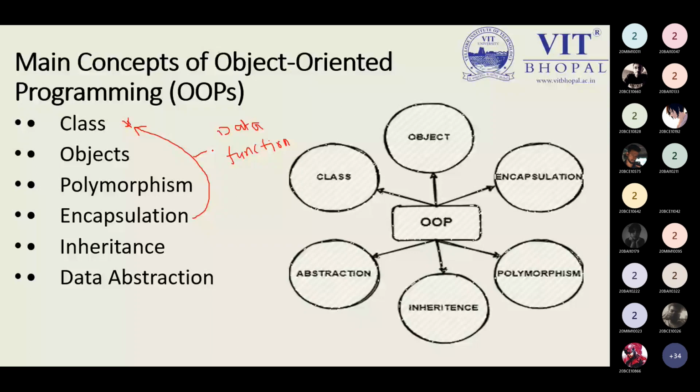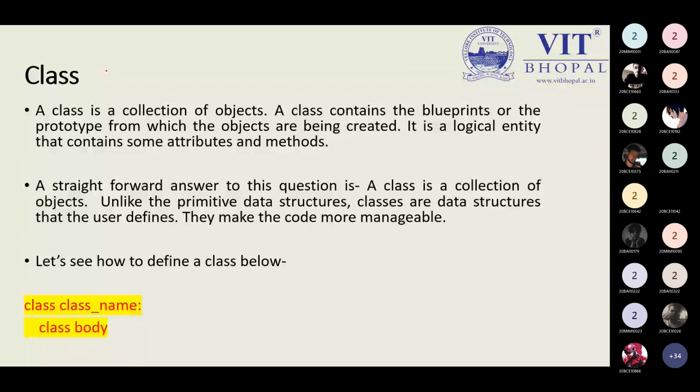Okay. So now let me start with the class. What actually is a class? The collection of the objects. Can anyone tell me why it is known as a collection of the objects? Sir, it is because a class acts as a blueprint. A class can contain many objects, and in one class we can use multiple objects to access different methods and data members.